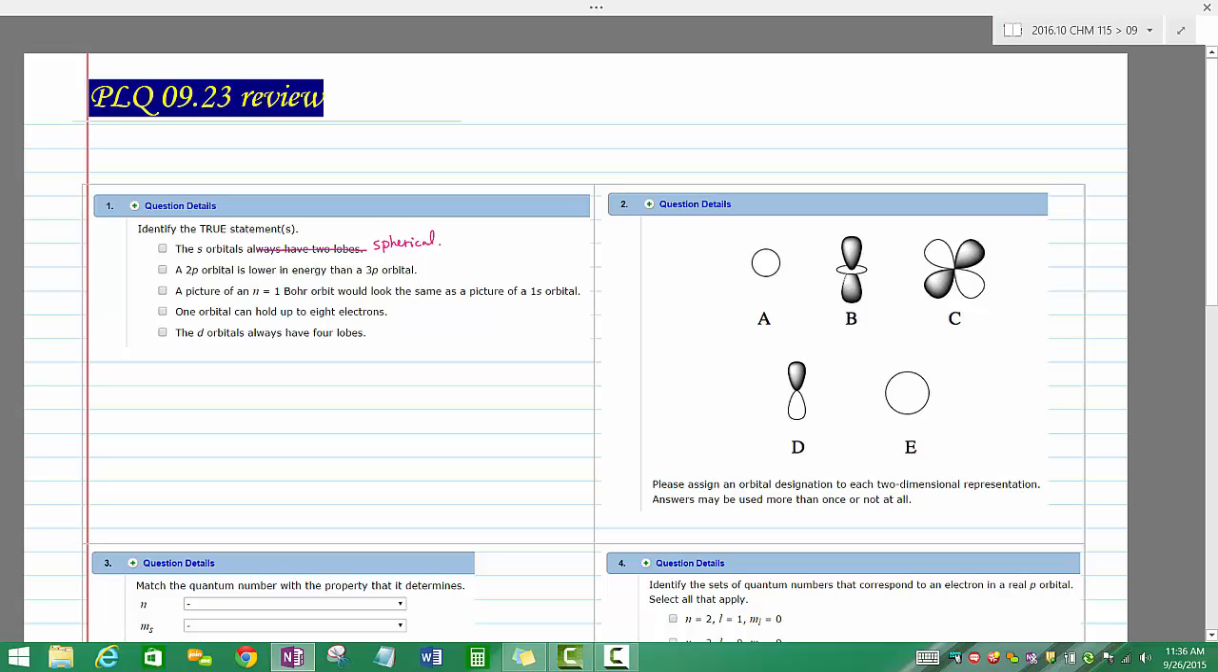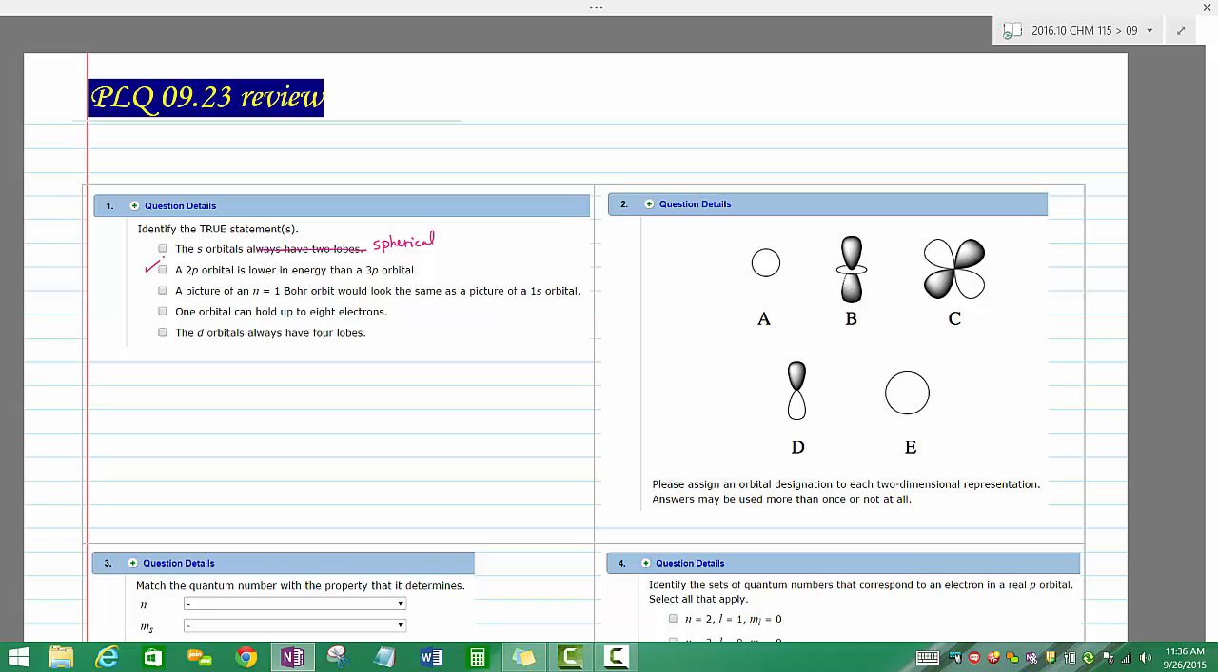A 2p orbital is always lower in energy than a 3p orbital. And this is because the principal quantum number 2 versus 3 indicates that the 2p orbital on average is closer to the nucleus than the 3p.